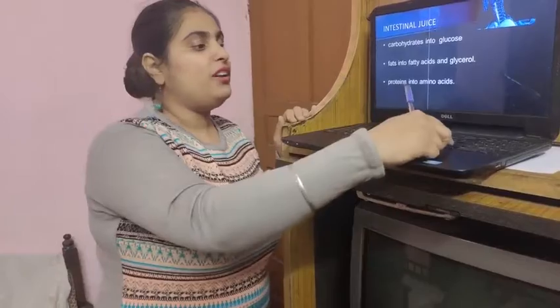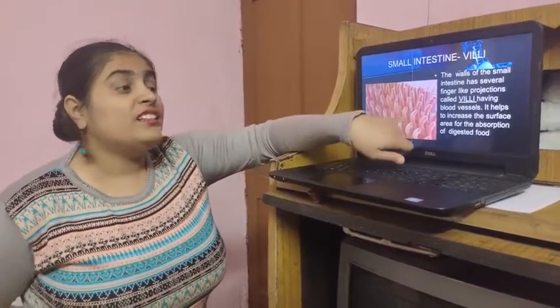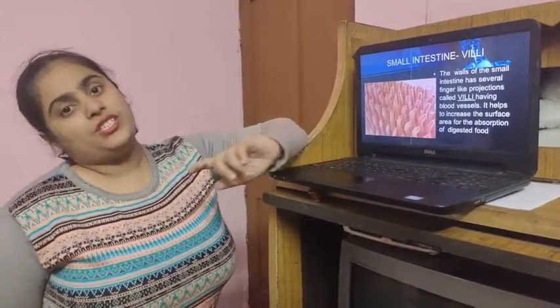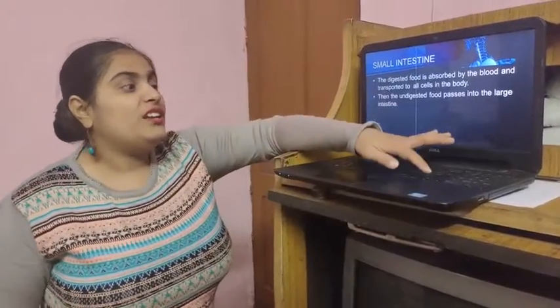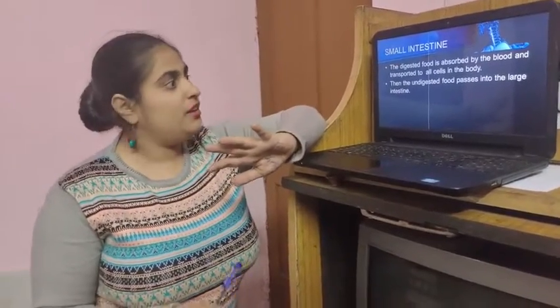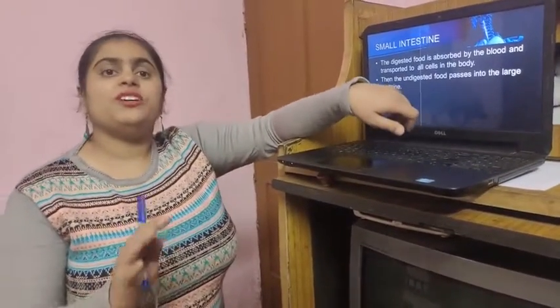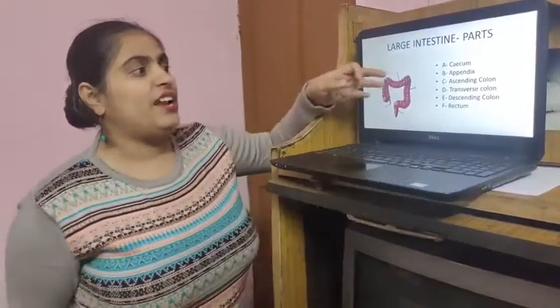So here the digestion of food is completed in the small intestine. In the small intestine, some small finger-like projections are present. Those are known as villi, which also have blood vessels. What is the function? They increase the surface area for absorption of digested food. Now, the food that is digested here is absorbed by the blood and transported to all the cells of the body, right? And whatever is undigested food passes into the next part, known as the large intestine.